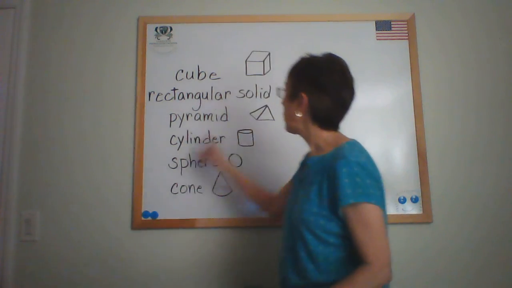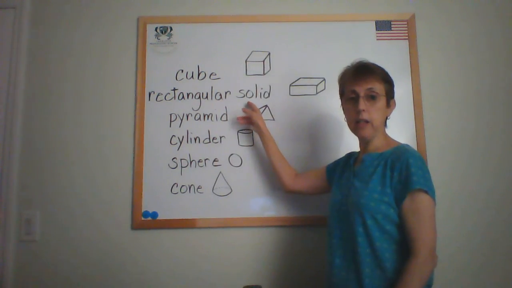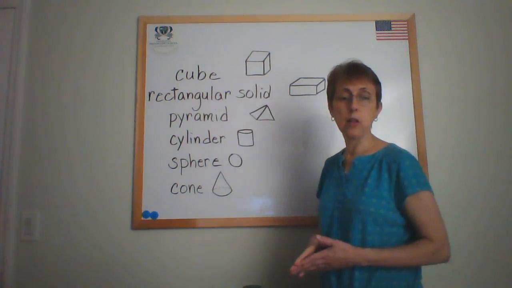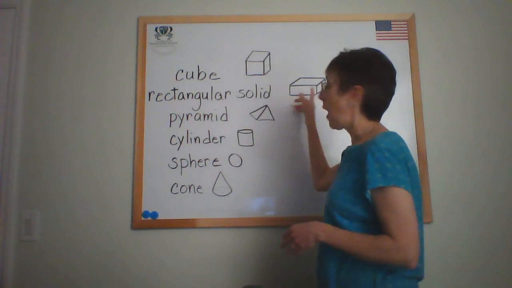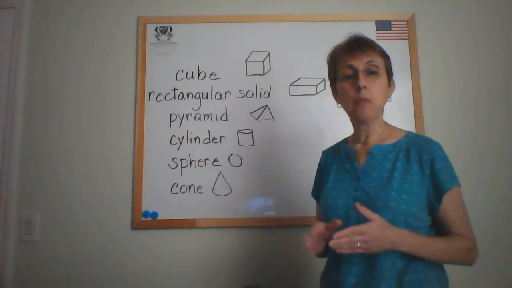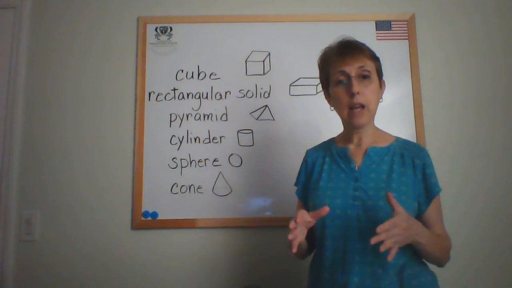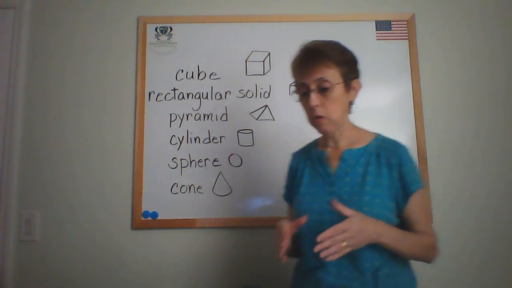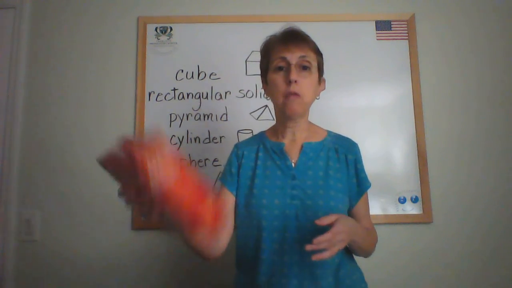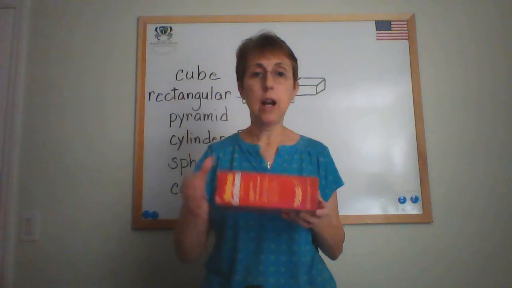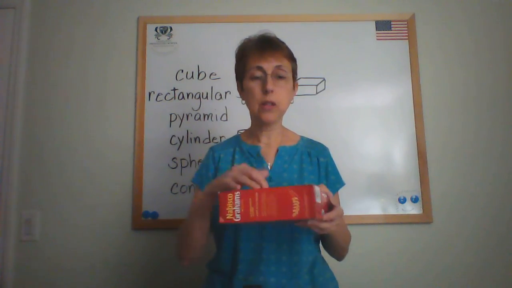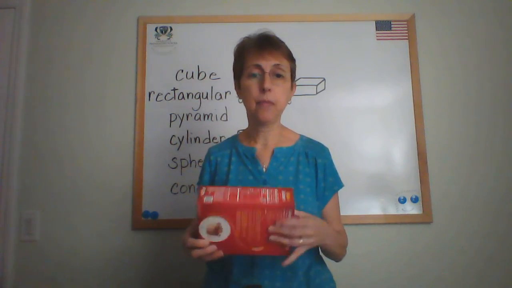The next figure is a rectangular solid, and like a cube, a rectangular solid is a 6-sided figure, but if you look at the sides, your sides are made up of rectangles. So a rectangular solid, a box, has rectangles on 6 sides.